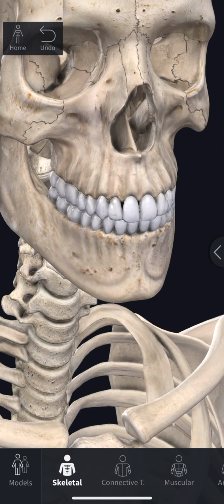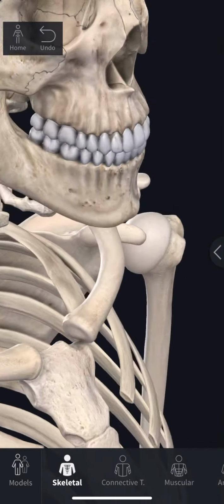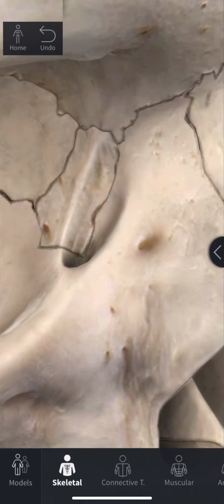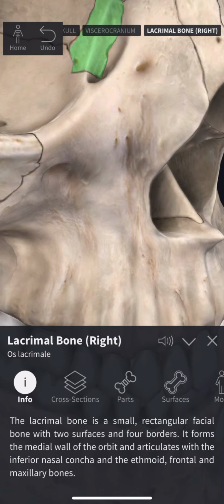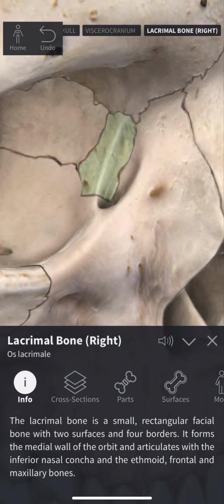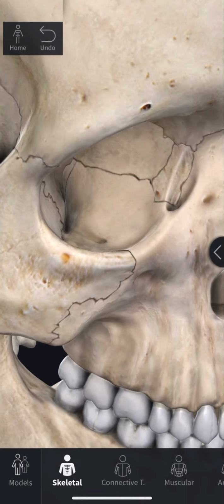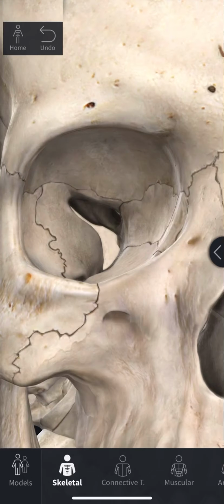Now in the orbit, let me bring it down, there is this small separate bone, known as the lacrimal bone, a very thin bone. The lacrimal bone is also known as lamina papyracea. All right. Now, what are the foramina that you will see in the orbit?